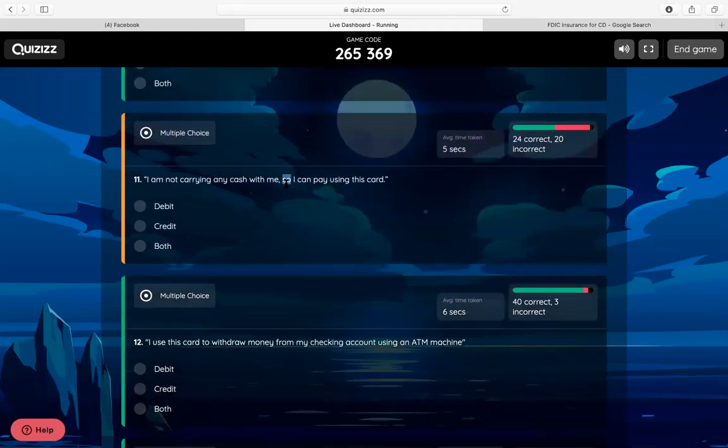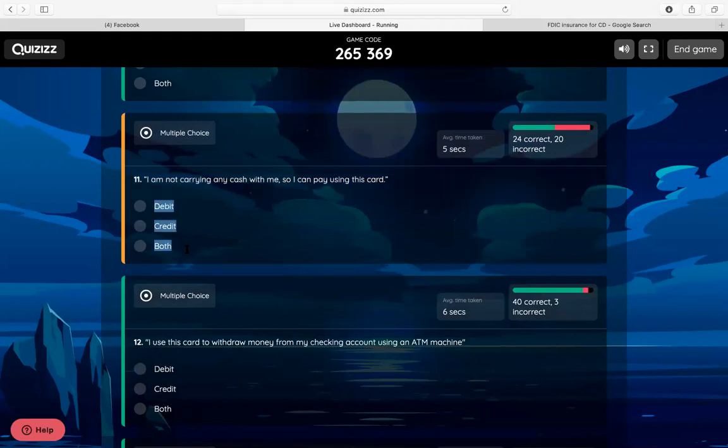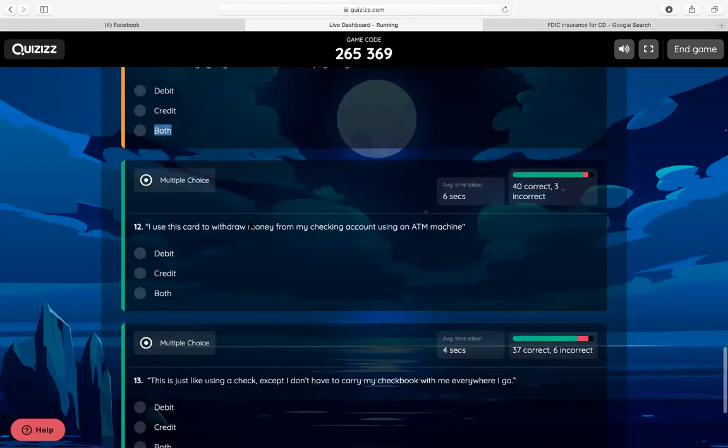I'm not carrying any cash with me, so I can pay using this card. Both of them can be used to pay when you don't have cash. Okay, both, the answer is both. A lot of people got that wrong. You can pay using a credit card or a debit card.